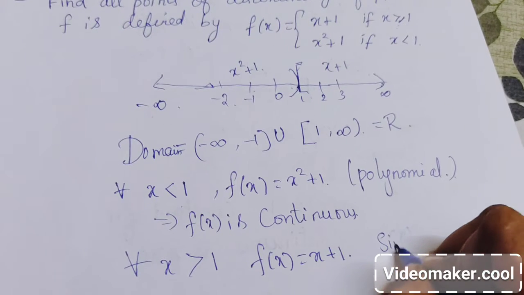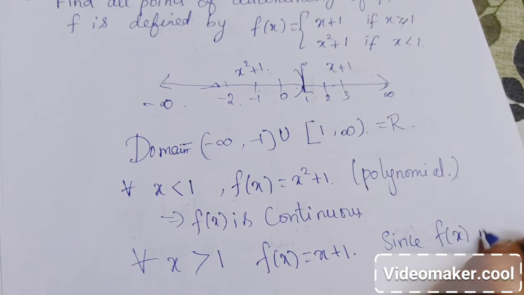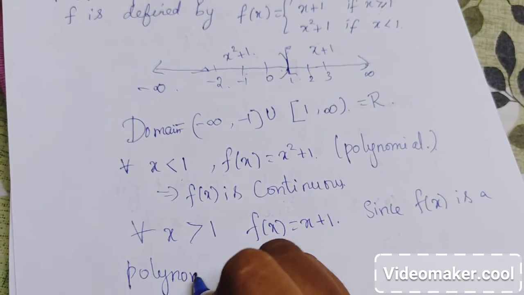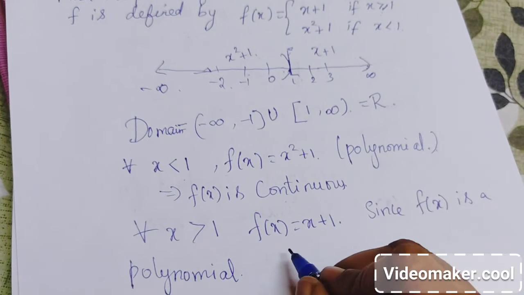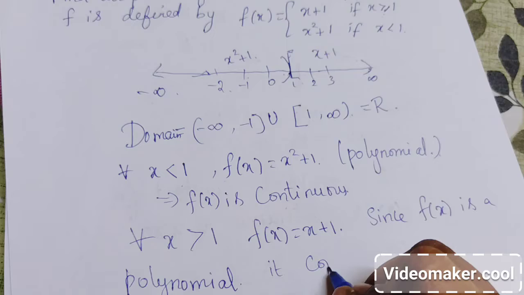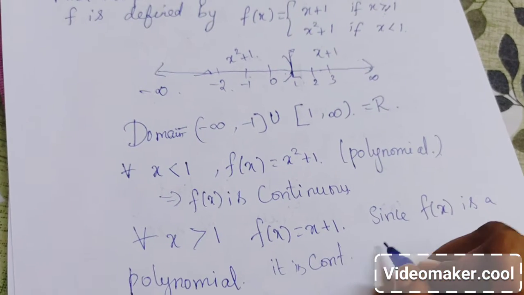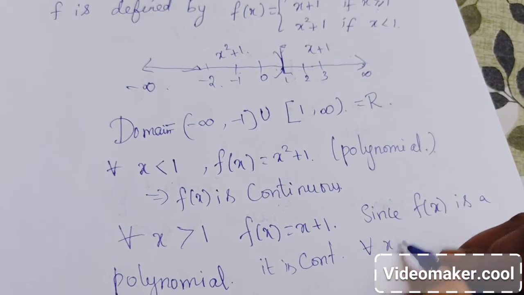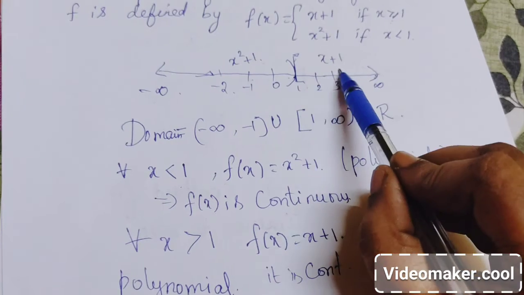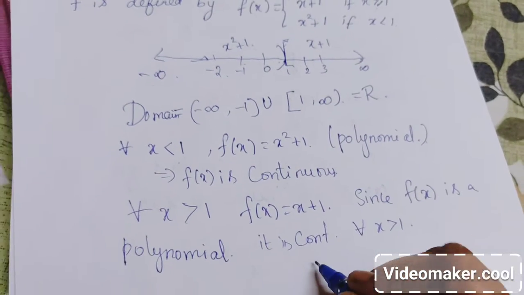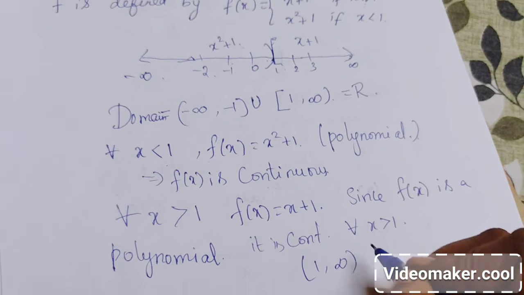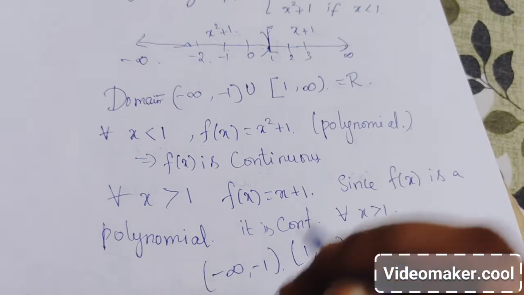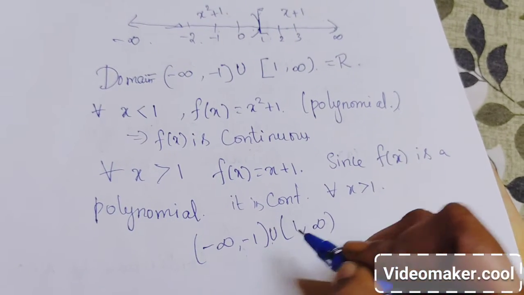Since f of x is a polynomial, it is continuous for all x values greater than 1. So in this domain, the function is continuous on 1 to infinity and minus infinity to minus 1. So the function is continuous.